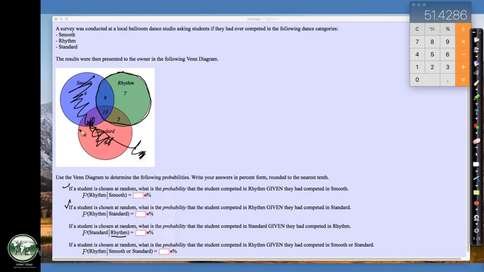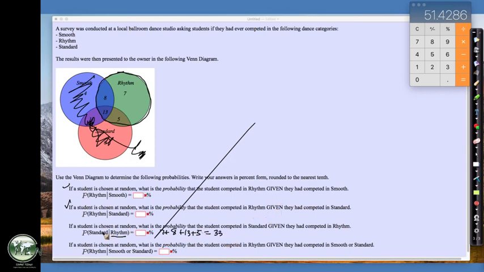Then, what's the total for the rhythm? We add all these together. So we have 7 plus 8 plus 13 plus 5. That's 15, that's 20, that's 33, if I did it all right.